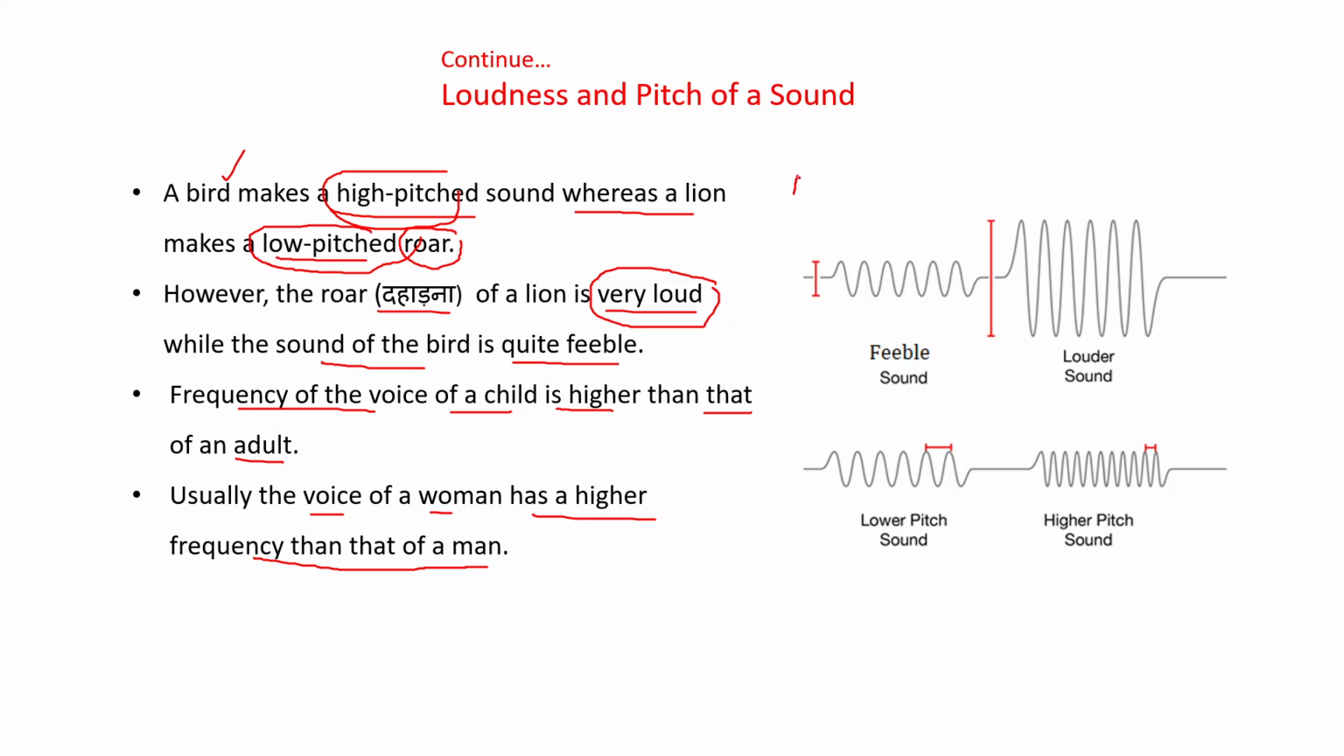You can also understand this one. If we consider that the sound waves travel like this, these are the waves, and this is the mean position. Then we can say this distance is called amplitude. Now in this case, this amplitude is small, that's why this is a feeble sound, loudness is less. And in this case, this amplitude is higher, that's why this is a louder sound. Now in this case, the frequency is small, that's why this is a lower pitch sound. In this case, the frequency is high, that is a higher pitch sound.